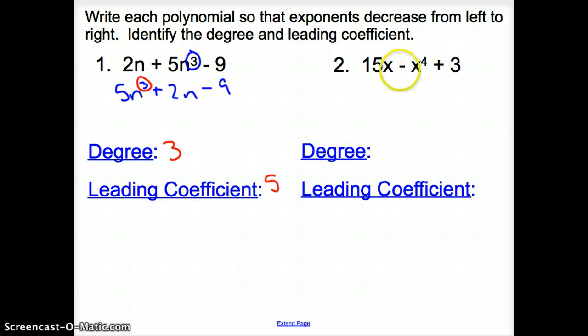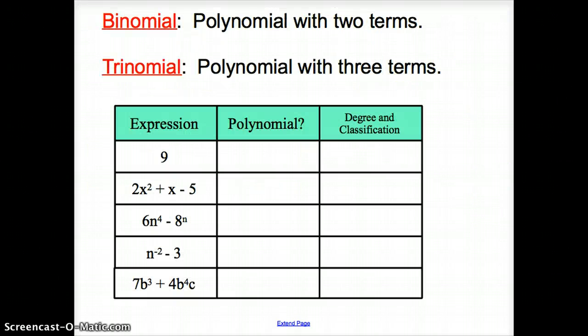Trying number 2. What is the highest exponent? It's an x to the 4th, but we have to be very careful because there is a negative in front of the x to the 4th, so there's negative x to the 4th plus 15x plus 3. So what is our degree? Our degree is whatever is attached to the variable, or the exponent of the variable. So our degree is 4. The leading coefficient now, what is in front of our variable? There's a negative. What's that negative stand for? A negative 1. Next, here we have some names for special polynomials.